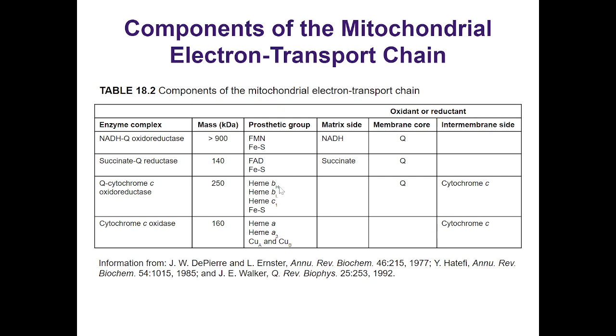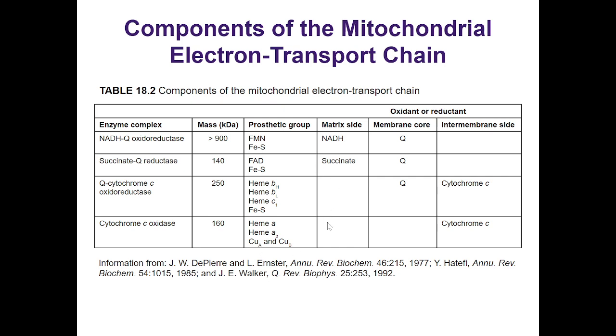This is the FAD that we had just mentioned. This is heme, but they're specialized hemes. They're not exactly the same as you would see in hemoglobin. Okay? So this is going to be heme bH, bL, and c1. This right here is your heme a3. This actually has copper A and B.